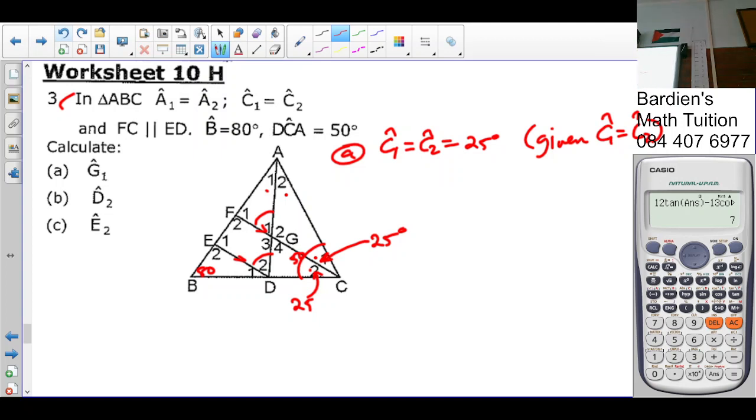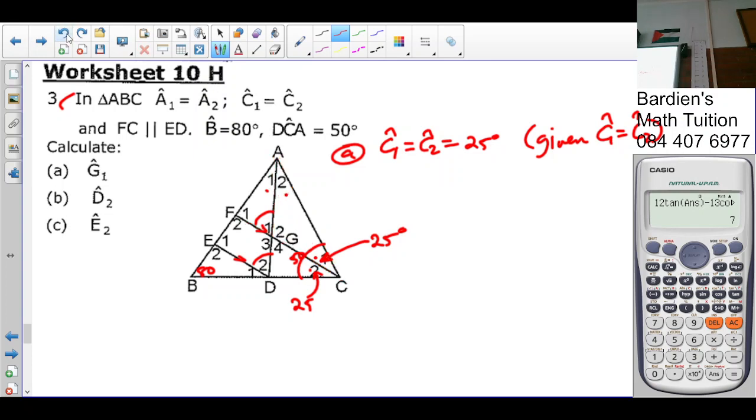G1 is the exterior angle. Can you see it? G1 is the exterior angle of ACG. Can you see that, people? So G1, I got that 25 degrees here. Now I need A2. Then I've done the job.